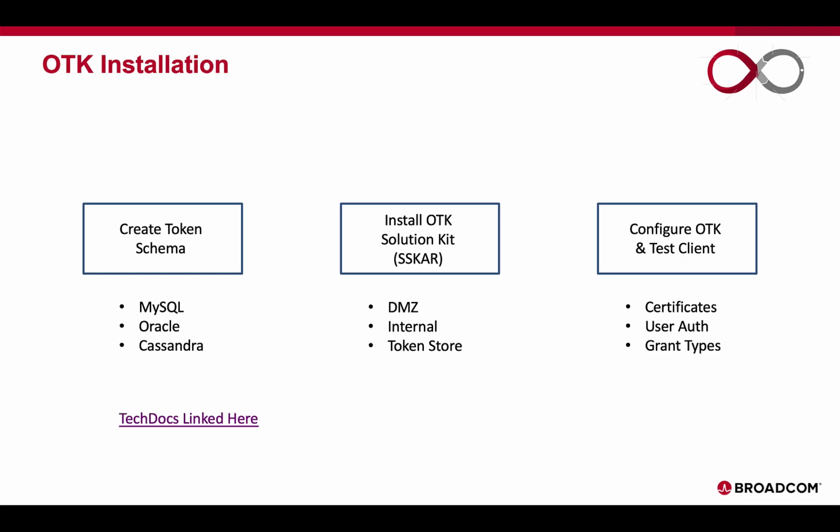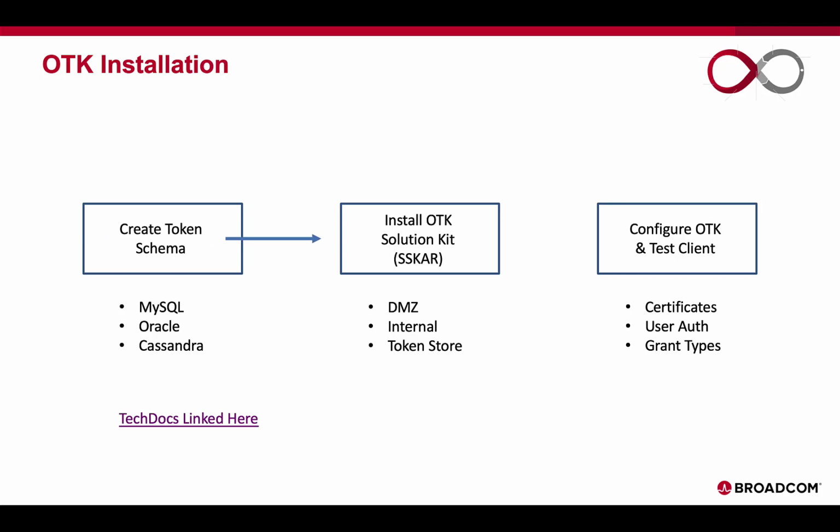Now, to get started on the deployment of the Layer7 OTK, we'll follow three basic steps. Initially, we'll download the artifacts, we'll create the token schema in one of the three storage systems we've indicated here. We'll then install the OAuth solution kit, configure which components we'd like to deploy, and integrate with the token store we just created. And finally, we'll configure the final stages of trust using certificates, and we'll enable and test our test client.